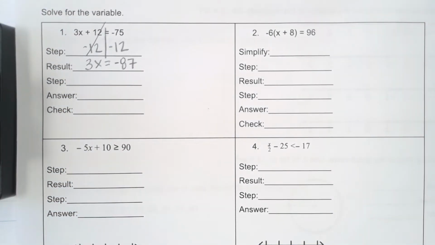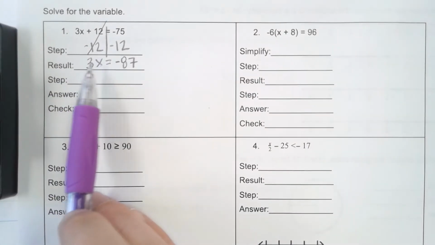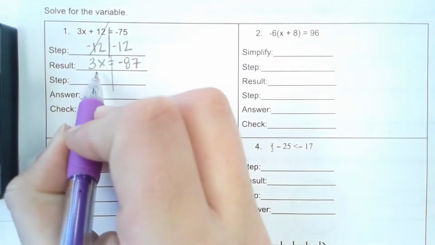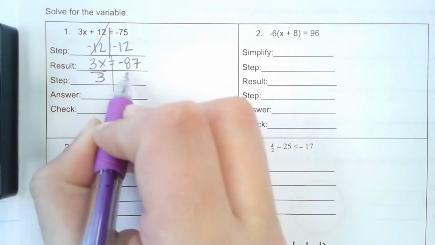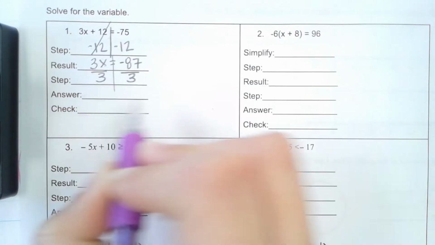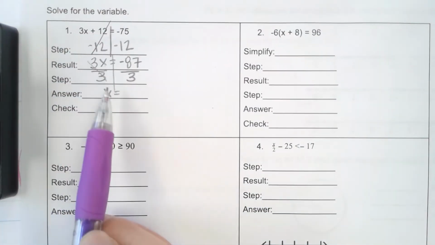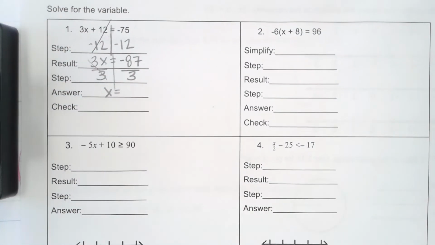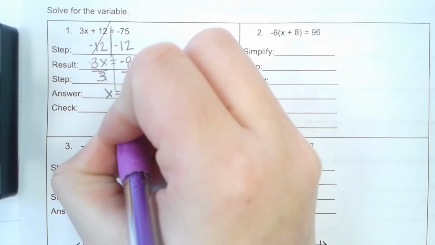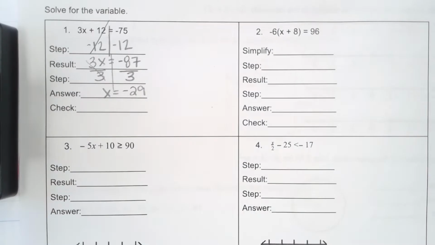And then we still need to get x by itself, so we need to move that 3. Right now, 3 and x are multiplying, so the opposite of multiplying is dividing. And remember to show your fraction bar to show me that you're dividing. So you are left with x equals, and then negative 87 divided by 3 gives us negative 29.